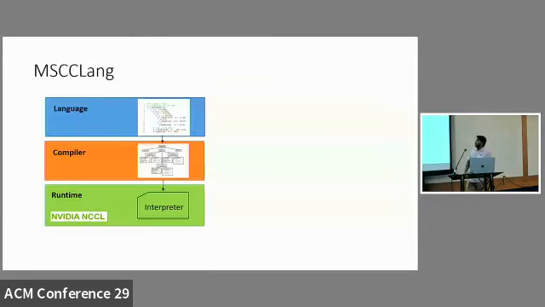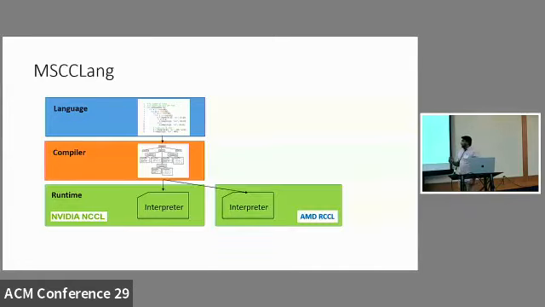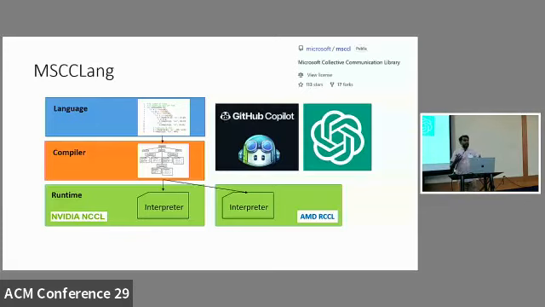To conclude, I presented the MSCCL language, compiler and runtime. Since our paper, we have embedded the interpreter in AMD's library, so we can support AMD as well. Our code is open source, and it actually runs many of the AI models that you know and love, like GitHub Copilot today.